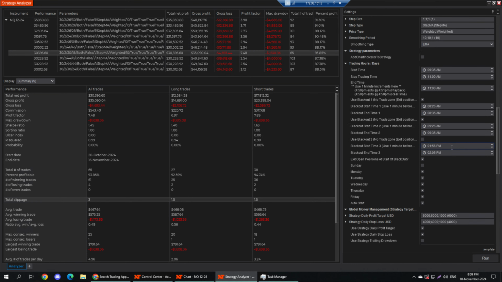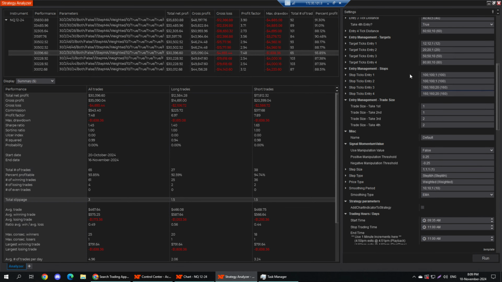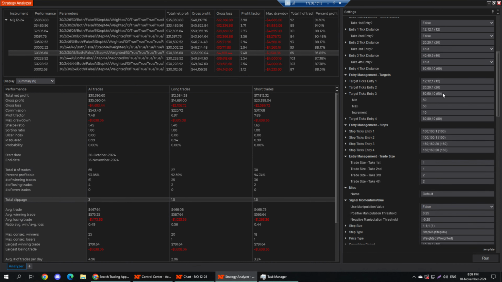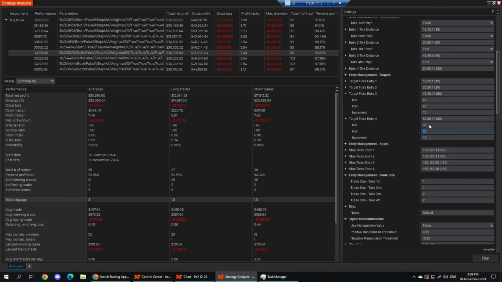I'm just going to go to the entry section. You can see there's false, false, true, true, so we're looking at the third entry. You can say, I want my first entry to happen at 40 ticks. And then you also know the second entry can be at 50 ticks, because it's going to be on the next bar. It has to go to the next bar.